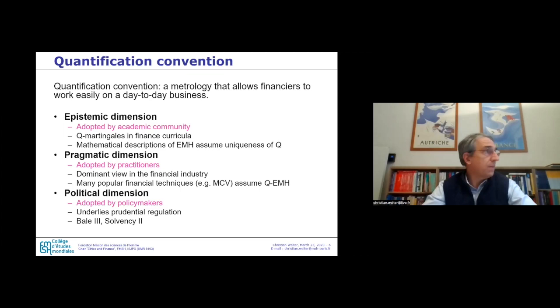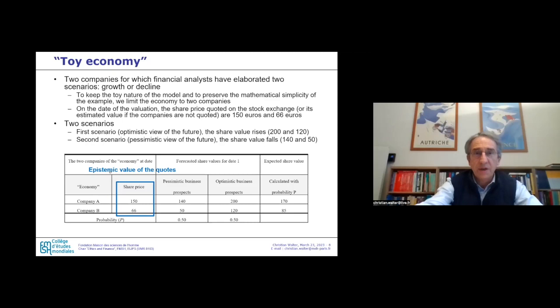So now we move to the toy EMH model and the description of a toy model. We have a toy economy with two companies for which analysts have elaborated two scenarios, very classical: growth or decline. And we limit the economy to two companies just to keep the toy model very simple and to preserve the mathematical simplicity of the example. On the date of the valuation, the share prices of the companies quoted on the stock exchange, or their estimated values if the companies are not quoted, are 150 euros and 66 euros.